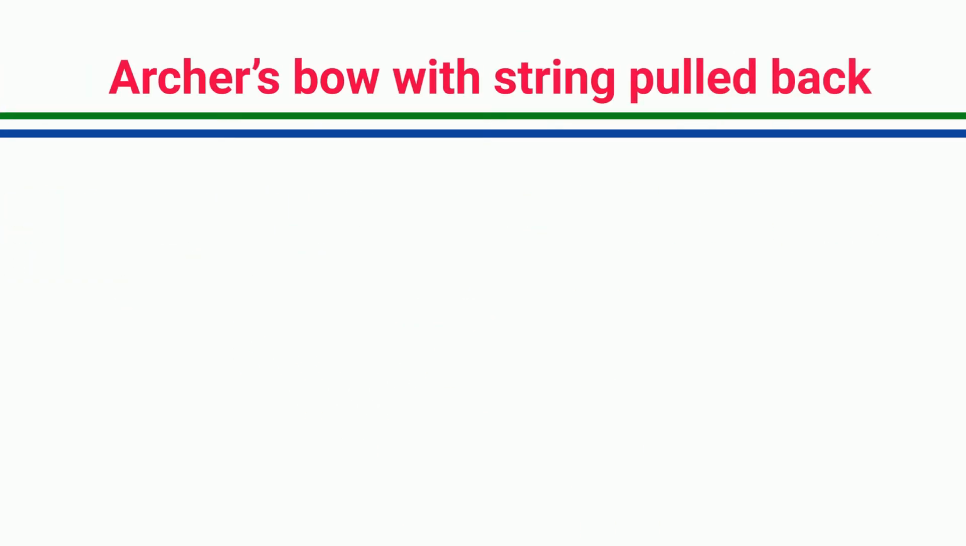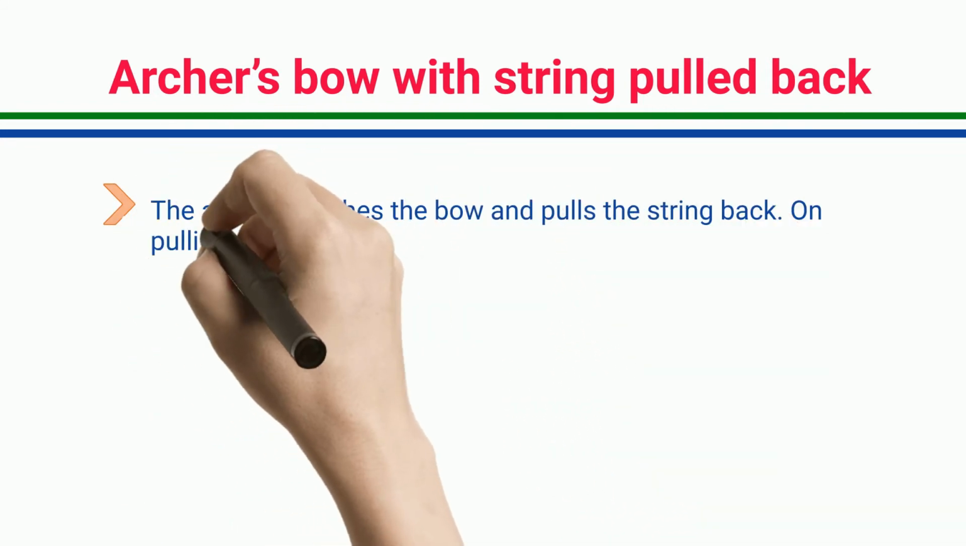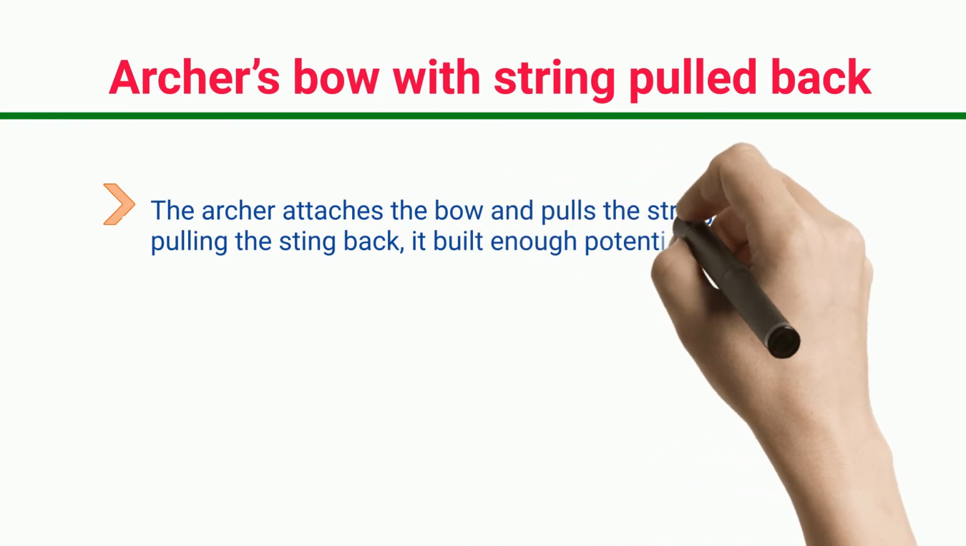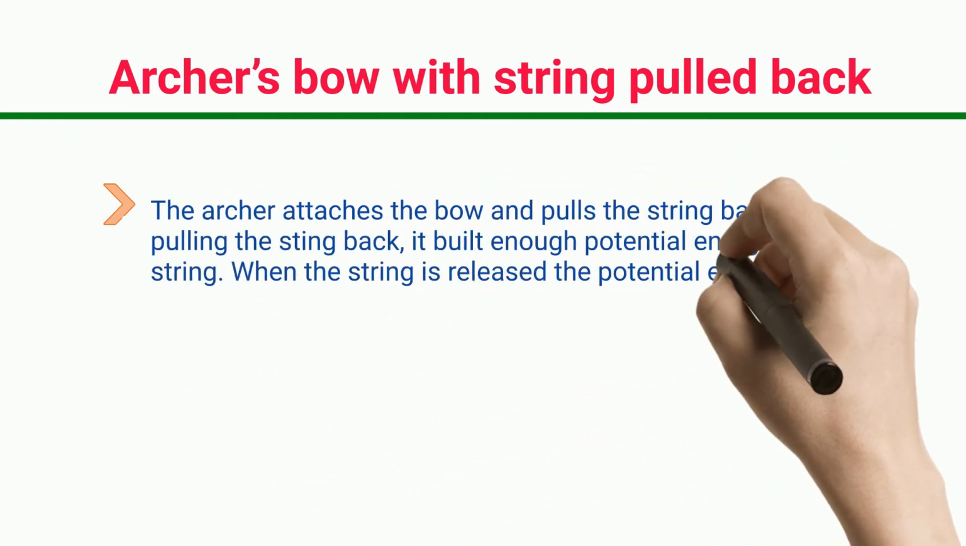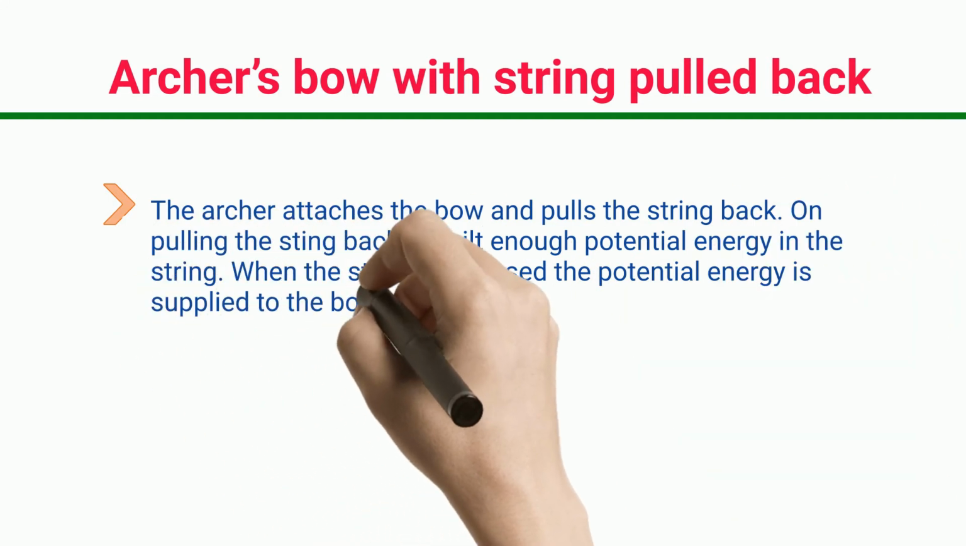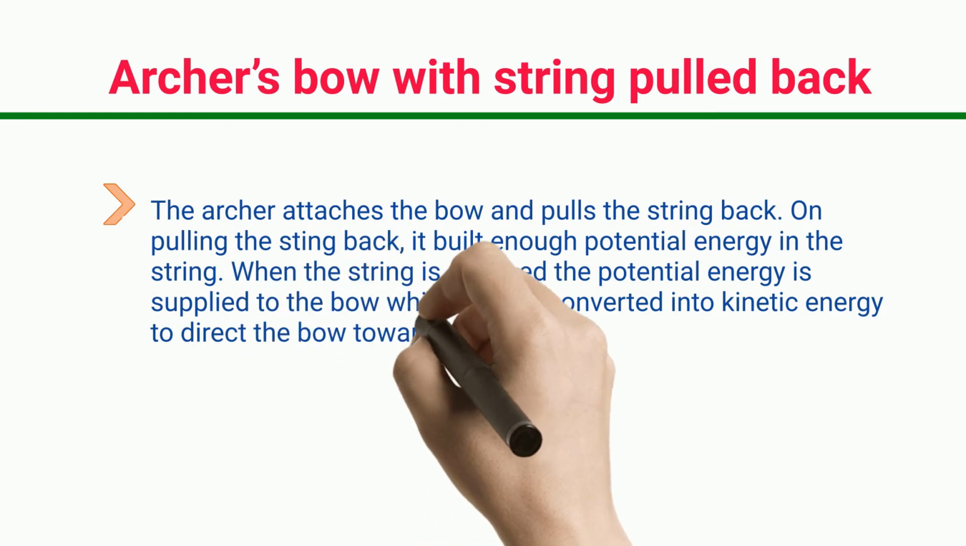Archer's bow with string pulled back. The archer attaches the arrow and pulls the string back. On pulling the string back, it builds enough potential energy in the string. When the string is released, the potential energy is supplied to the arrow, which is then converted into kinetic energy to direct the arrow towards the target.